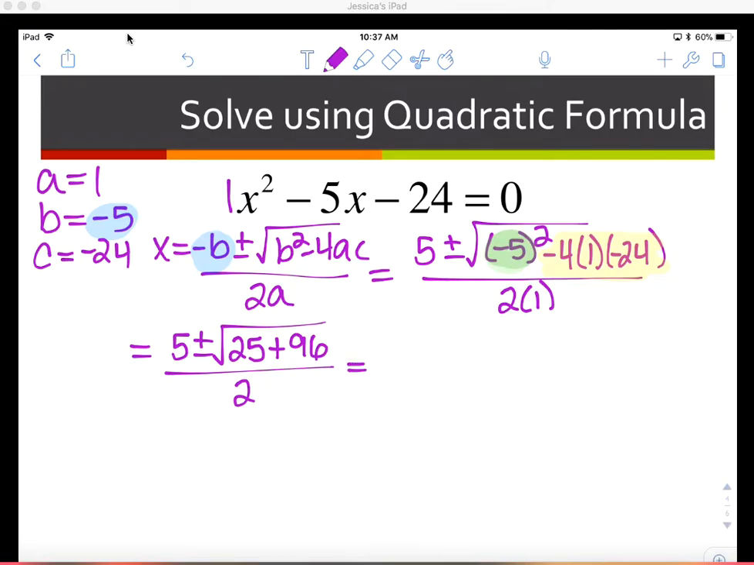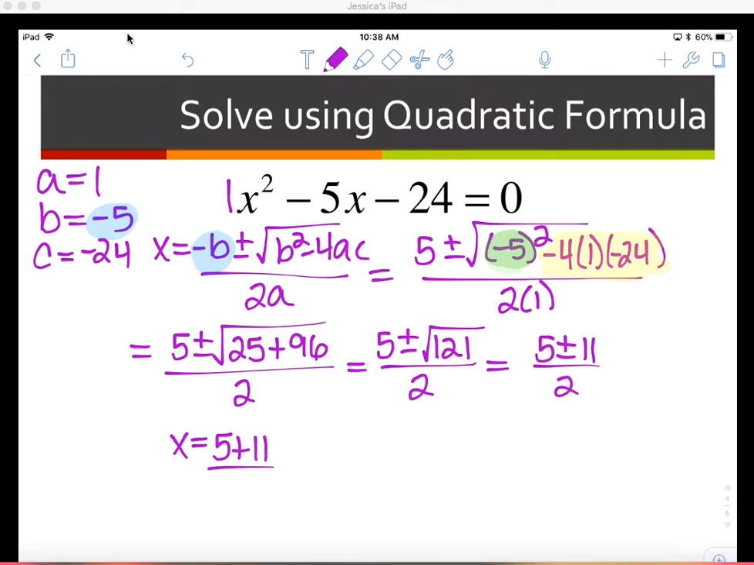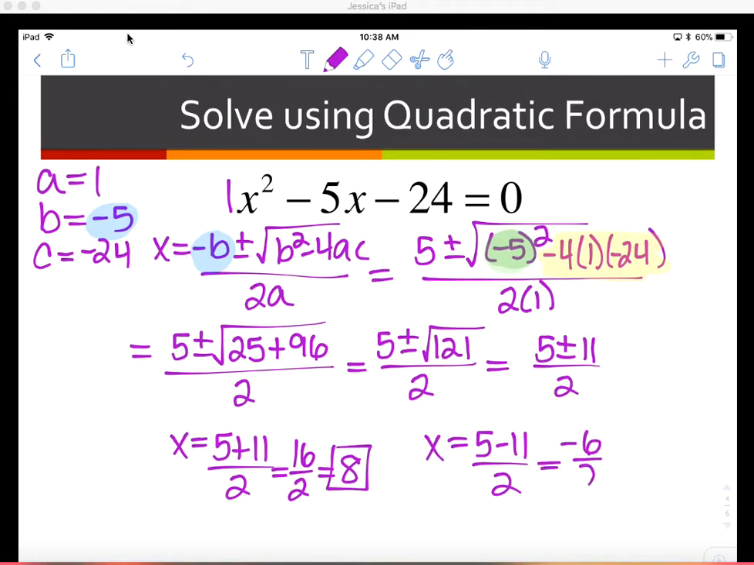From here, 25 plus 96 gives us 121. And 121 is a perfect square. The square root of 121 is 11. So I have two answers. I have 5 plus 11 over 2, and I have 5 minus 11 over 2. The first one, 16 over 2, is going to reduce to positive 8. The second one, negative 6 over 2, is going to reduce to negative 3.